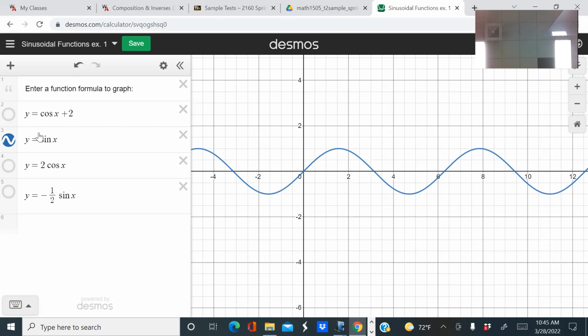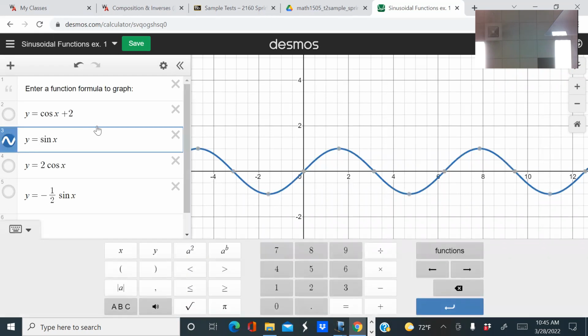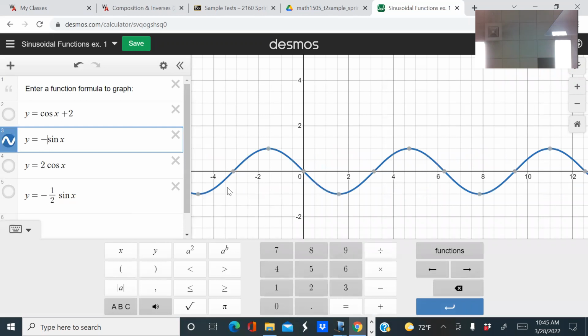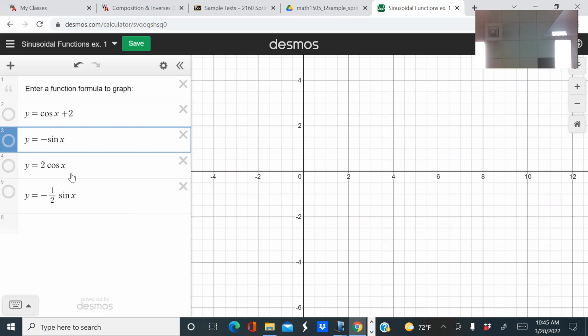Okay, so when we put the minus sign on it, all of this just gets flipped, right? You see it flipping it. Okay, all of that just gets rotated around the x-axis. What about the next one then? Before we even graph it, we'll turn it on here. What does that do? So 2 cosine x. So what kind of transformation is that going to be?